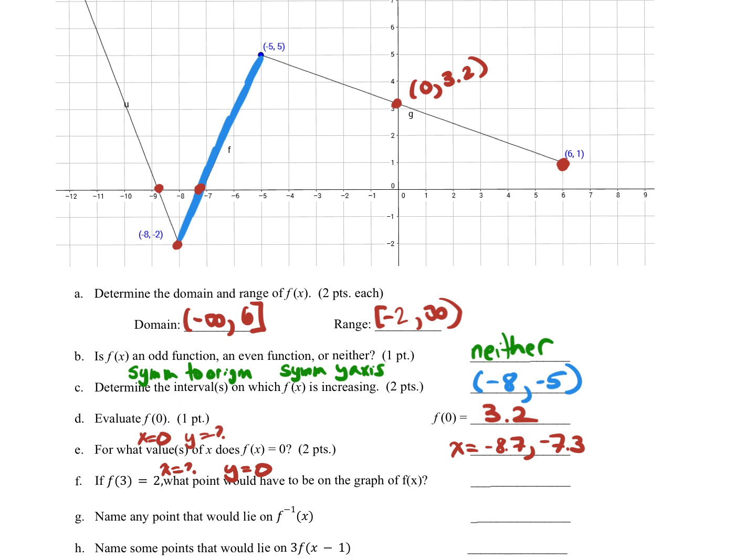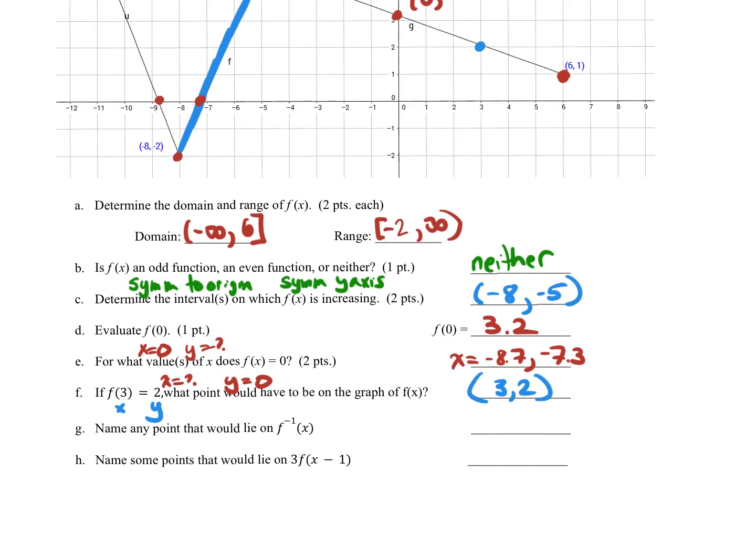F. If f of 3 equals 2, what point would have to be on the graph? Well, same thing. This is our x, and then the value is our y, so it's simply the point (3, 2). Now, (3, 2) is on this graph as well, so that's kind of nice. There you go.